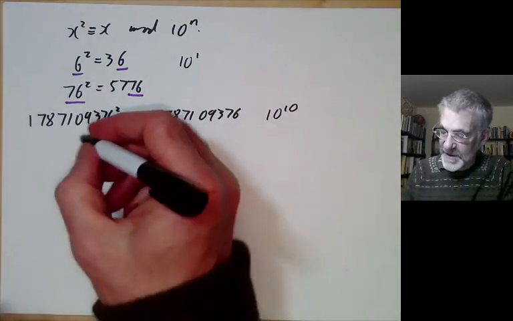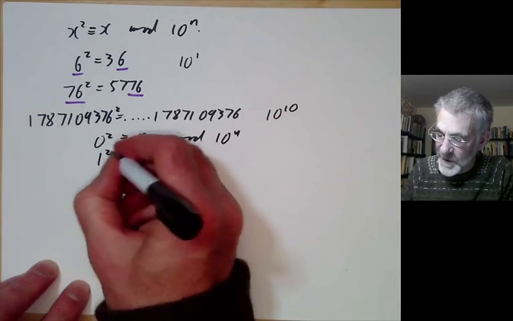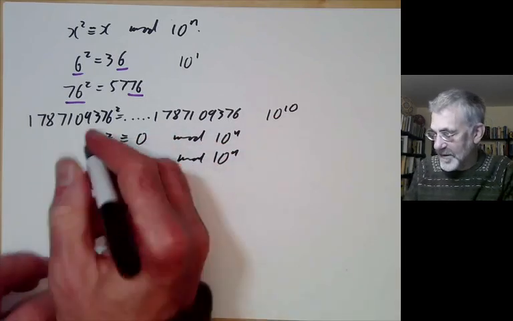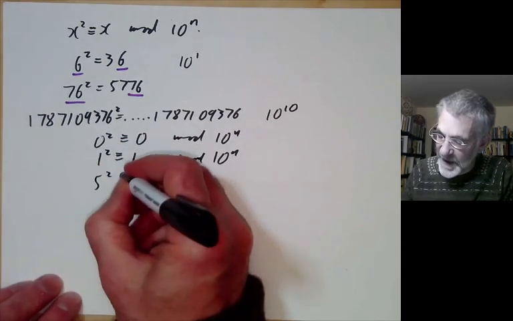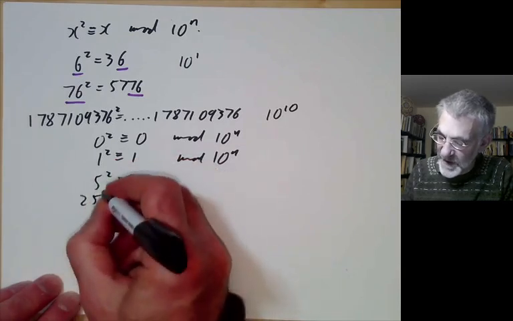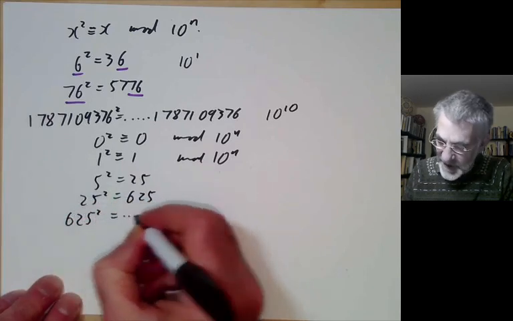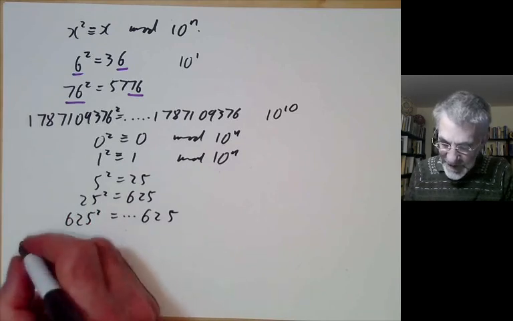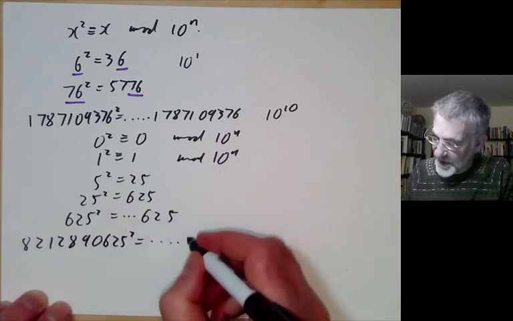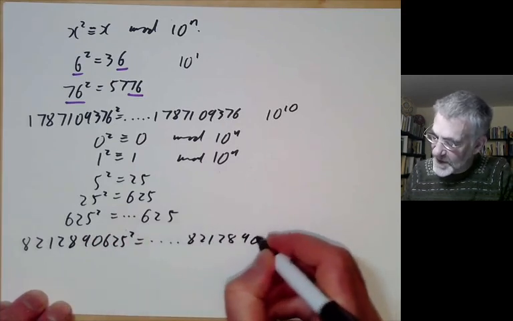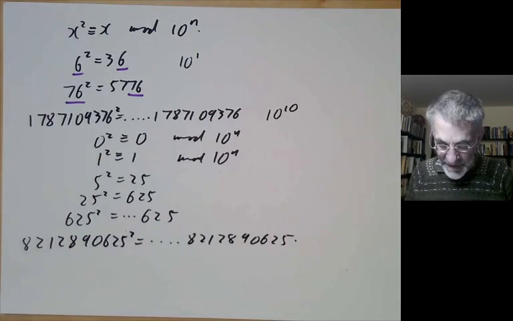And these aren't the only solutions. There's a trivial solution, 0 squared is congruent to 0 modulo 10 to the n, and 1 squared is congruent to 1 modulo 10 to the n. These are the kind of boring solutions. There are still more solutions, because we can look at 5 squared equals 25, and 25 squared equals 625. And if you look, 625 squared is going to be something ending in 625. And we can go on like this. We get 8212890625 squared is equal to something ending in 8212890625, and so on. So we really can get some slightly odd solutions for very large powers of n.